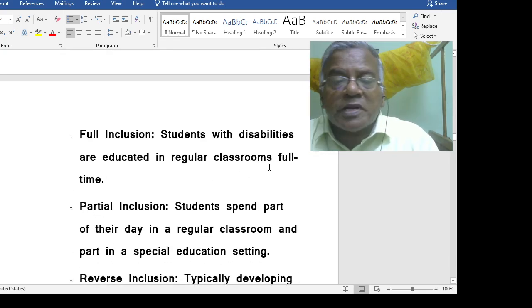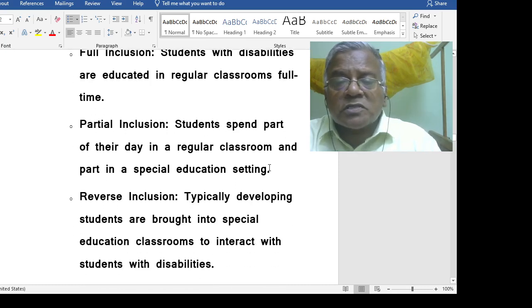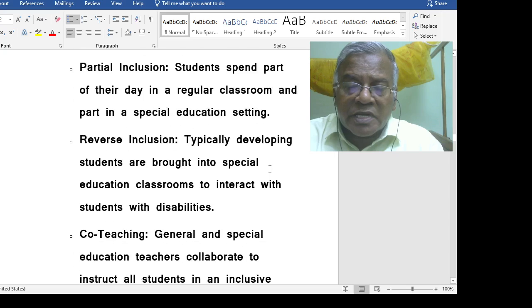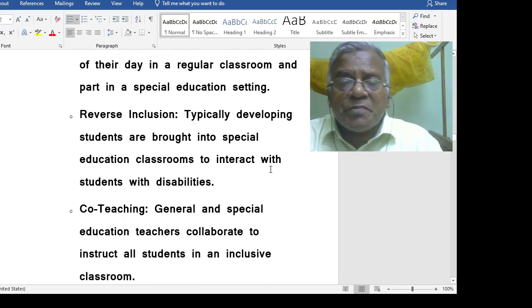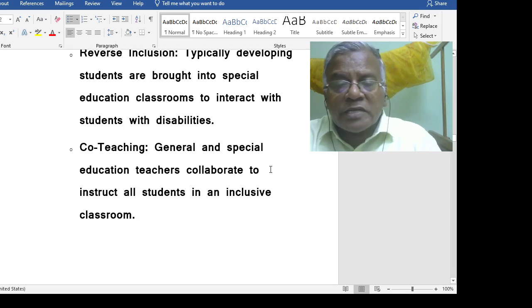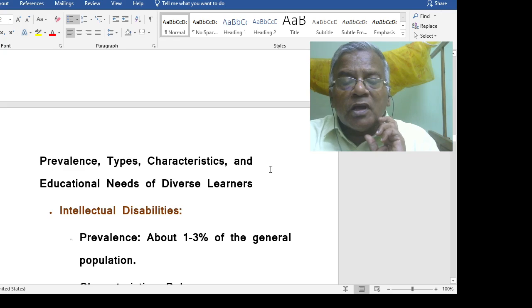Students with disabilities are educated in regular classrooms full time. Partial inclusion: students spend part of the day in a regular classroom and part in a special education setting. Reverse inclusion: typically developing students are brought into the special education classroom to interact with students with disabilities. Co-teaching: general and special education teachers collaborate to instruct all students in an inclusive classroom.